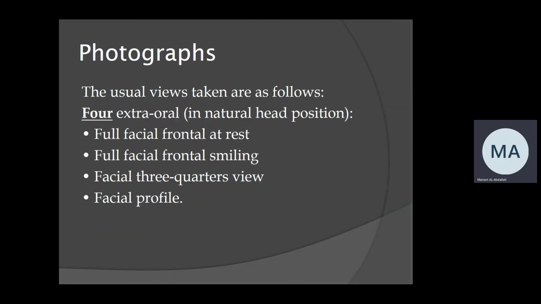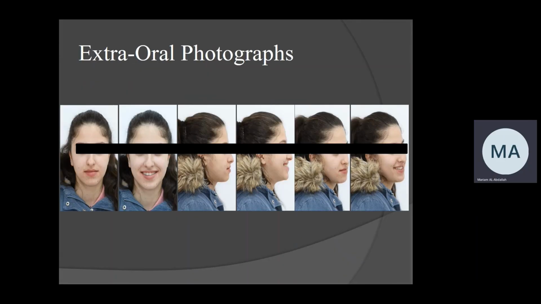Photographs. According to your textbook, there are the 4 basic extraoral photographs: the full facial frontal at rest, the full facial frontal smiling, and then the facial 3/4, what we call the oblique view, and then the facial profile. For us, we take 6 views. We take frontal rest, frontal smile, profile rest, profile smile, and then oblique rest, oblique smile. Okay, especially for patients that need a comprehensive examination, who present with syndromes or skeletal discrepancy, or who we're planning for orthodontic surgery.